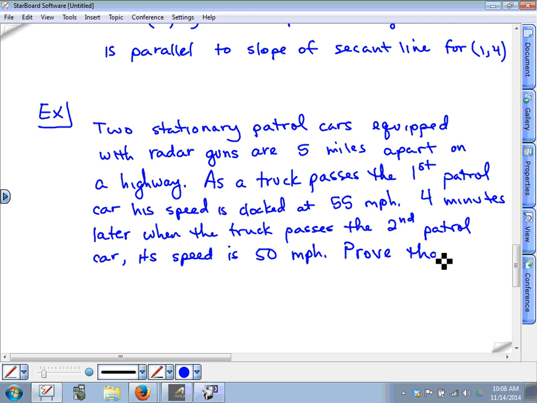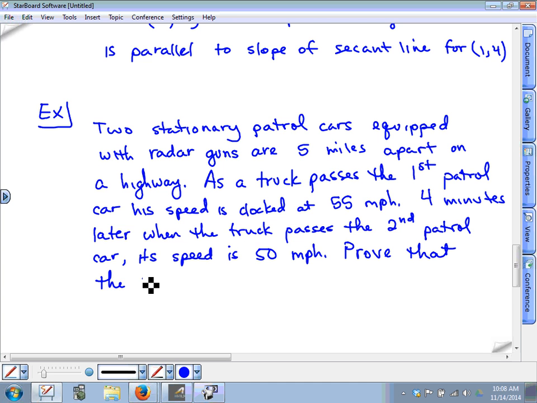The speed limit is 55 miles per hour. If you're just looking at the radar guns, if he's going 55 miles per hour at the first patrol car and then 50 miles per hour at the second patrol car, you might think, well, he's okay. Because the speed limit is 55 miles per hour. He could have sped in between and just slowed down when he got to the next patrol car.